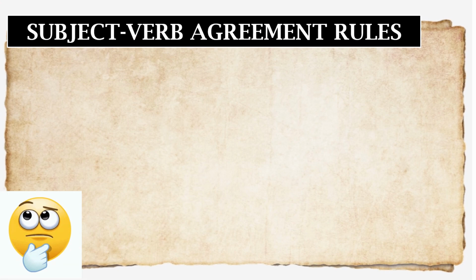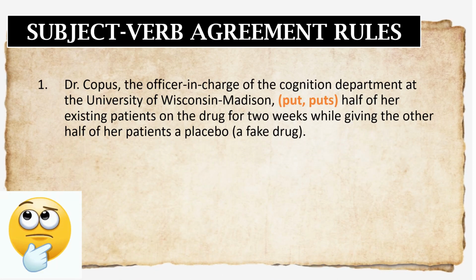Let us have some exercises with intervening phrases. Number 1. Dr. Kopus, the officer in charge of the cognition department at the University of Wisconsin-Madison, puts half of her existing patients on the drug for 2 weeks while giving the other half of her patients a placebo, or a fake drug.